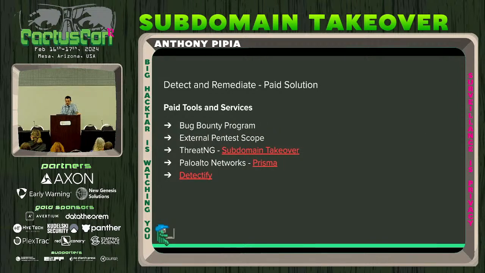Here's a couple other solutions. The first one is what we were using before I automated our checks. That's a bug bounty program. So you're paying out of pocket for those every time they find one. You can scope a pen test. You can use a tool like ThreatNG's Subdomain Takeovers, or Prisma from Palo Alto Networks also does Subdomain Takeovers. So if you're already using these tools, maybe ask about Subdomain Takeovers. And then there's a company called Detectify that does this as well.